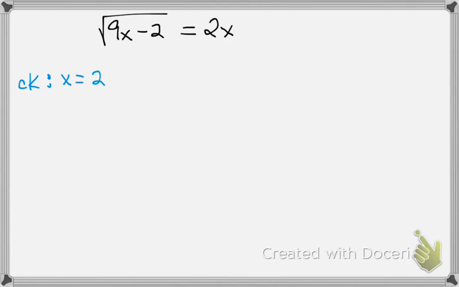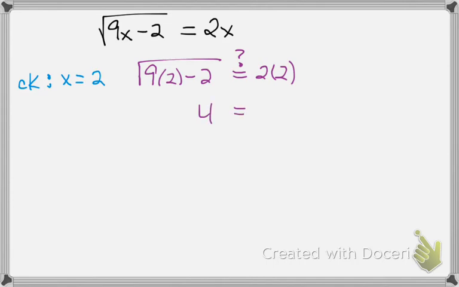So if I plug in 2, that means I have the square root of 9 times 2 minus 2, and I'll put a hopeful equal sign here, 2 times 2. So I plugged in 2 for x. What's 9 times 2? 18. 18 minus 2? 16. Square root of 16? 4. What's 2 times 2? 4. Does 4 equal 4? Yes. So that one was the legit solution.